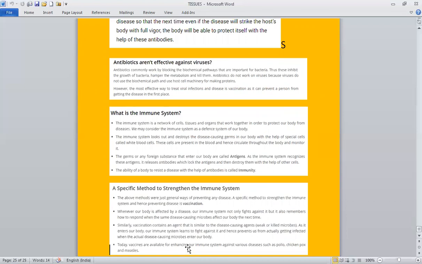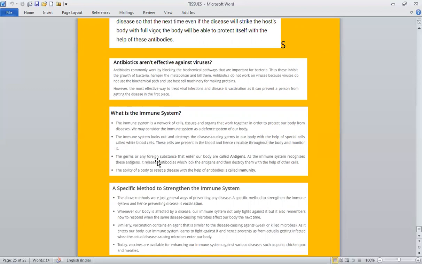What is the immune system? We'll revise. The immune system is a network of cells, tissues and organs that work together in order to protect our body from diseases. We may consider the immune system as the defense system of our body. The immune system looks out for and destroys the disease-causing germs in our body with the help of special cells known as white blood cells, or WBCs. I've explained this to you earlier also. These cells are present in the body and hence they circulate throughout the body and monitor it.